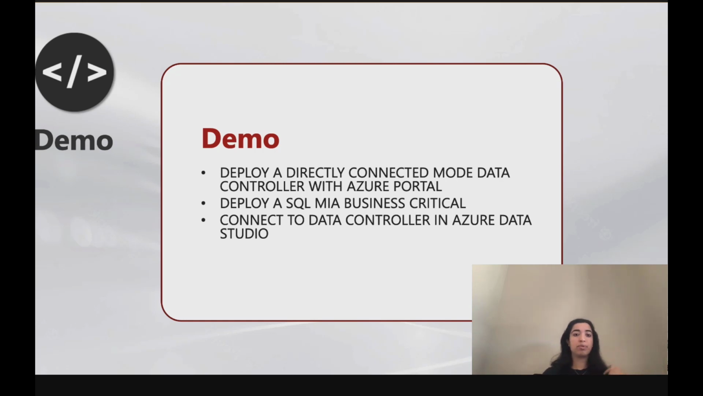After that, we're going to deploy directly connected mode data controller in the Azure portal. We'll also use some kubectl commands to see how you can manage and access all of this while it's happening. After this, we're going to deploy a SQL managed instance in the business critical service tier as well. And you'll get a chance to see the differences between general purpose and business critical. Finally, we're going to connect to the data controller in Azure Data Studio as well. So you can see how all of this works across the tools.